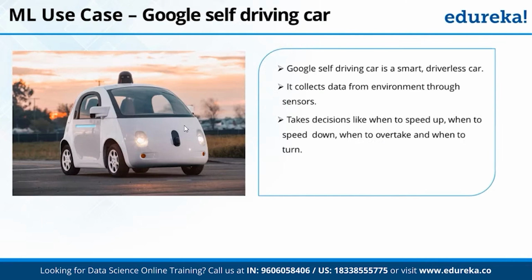Machine learning use cases. Google self-driving car. Google self-driving car is a smart driverless car. It collects data from environment through sensors, takes decisions like when to speed up, when to speed down, when to overtake, and when to turn right. So basically what this car actually does, it captures the images. Suppose the car is driving, it captures the images in front of that car, then it reads the image. Obviously a machine cannot read an image directly. We have to convert it to numbers.